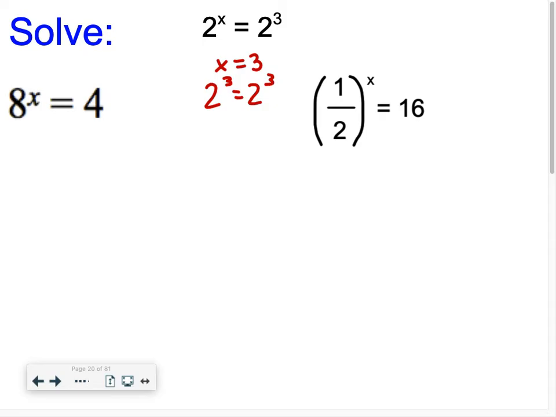8 equals 8. Okay, now if you look at this example, 8 to the x equals 4. Well, my bases are not the same.